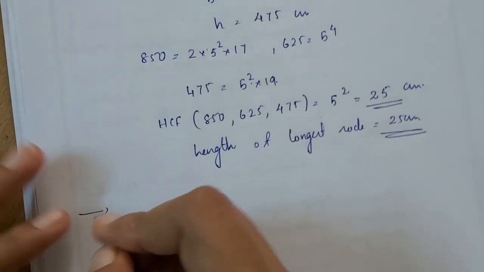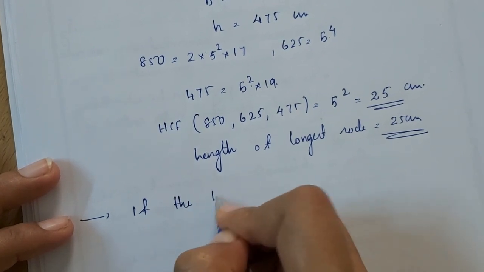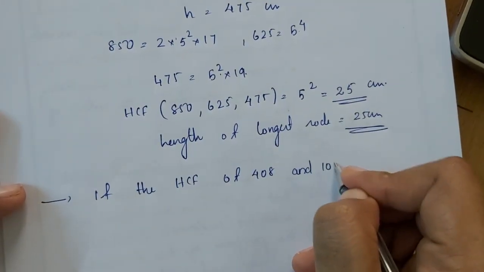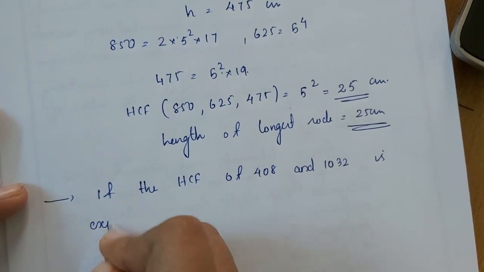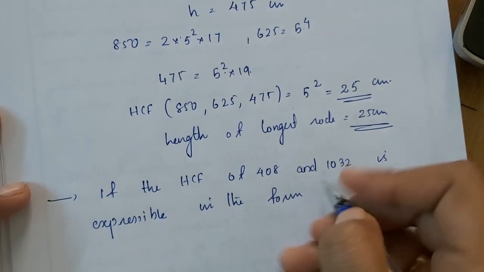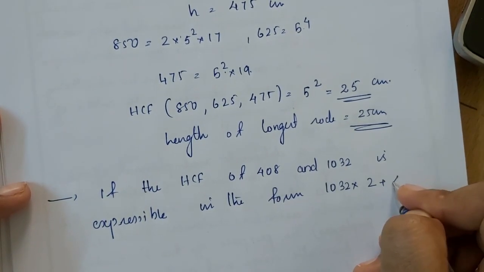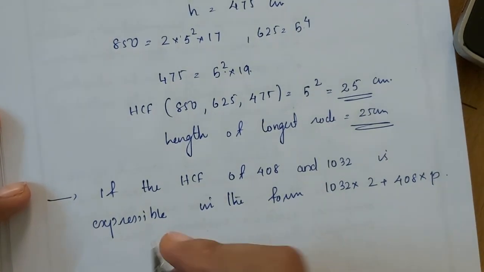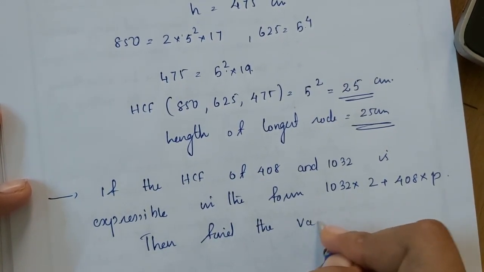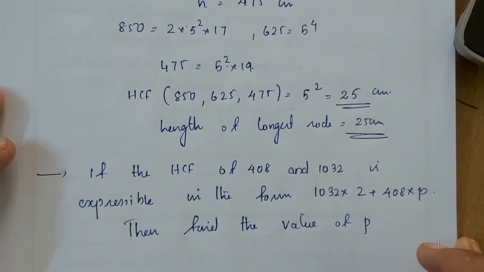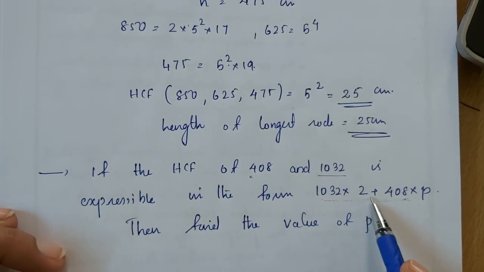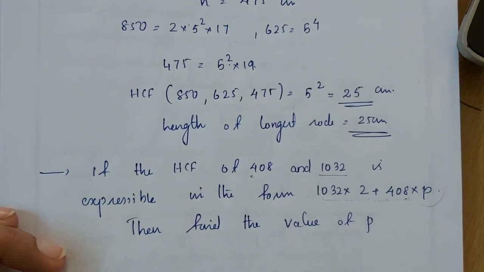Next question. If the HCF of 408 and 1032 is expressible in the form 1032 into 2 plus 408 into P, then find the value of P. Once again, if the HCF of 408 and 1032 is expressible in the form 1032 into 2 plus 408 into P, we have to find out the value P.